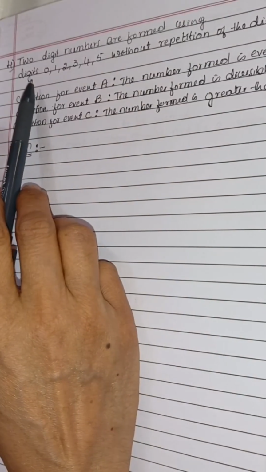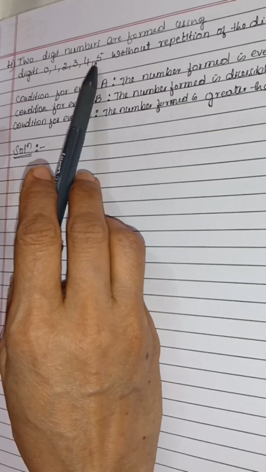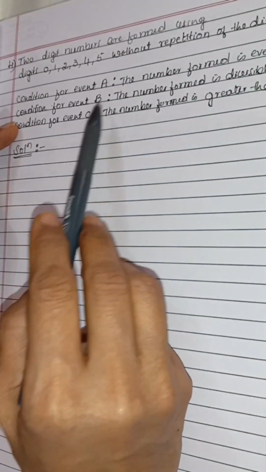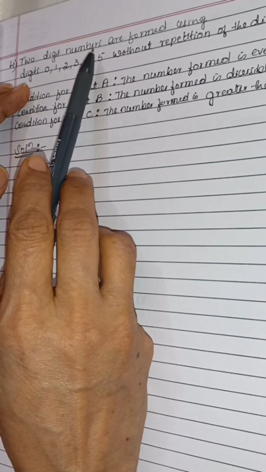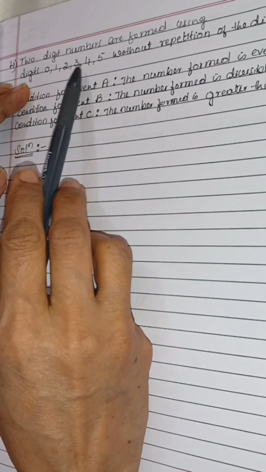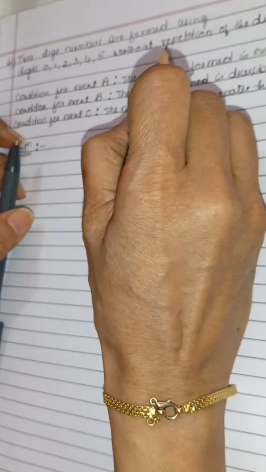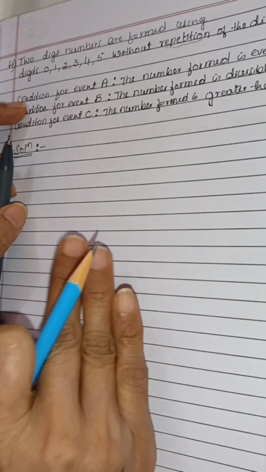The fourth sub-question is: 2-digit numbers are formed using digits 0, 1, 2, 3, 4, 5 without repetition of the digits. We have to write events A, B, C. Without repetition means we cannot write the same digit twice. First let's write the solution part.